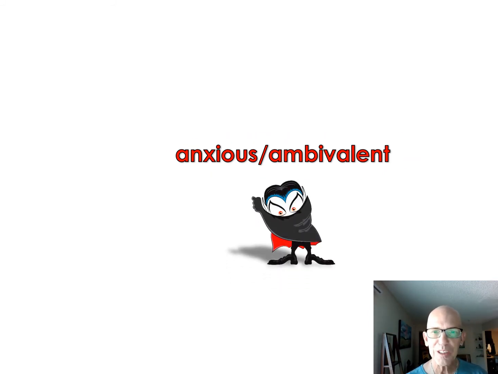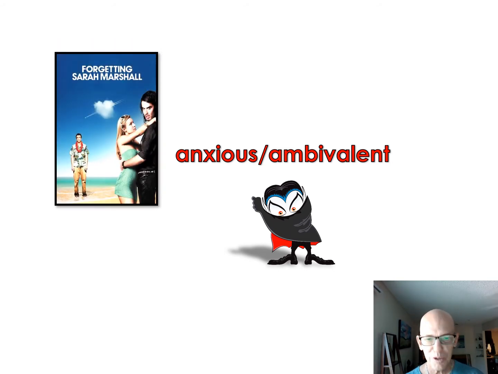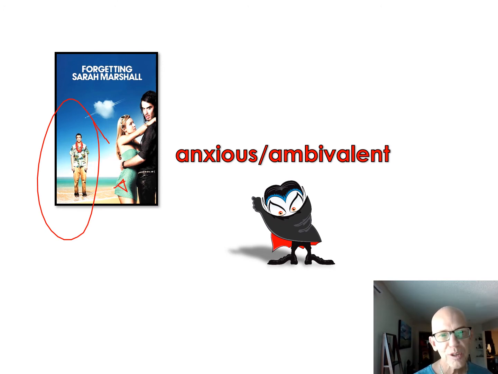Speaking of which, have you seen this movie? Forgetting Sarah Marshall. There's a vampire in the movie, and he plays it, and it's all about his anxious ambivalence and how she's messed him up because she's kind of avoidant, and how he has to come to terms to try to become secure with Mila Kunis.